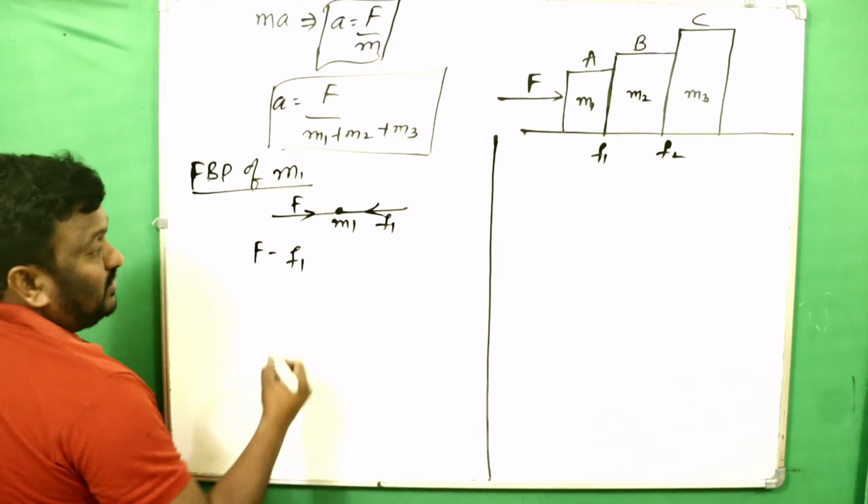So again, that is equal to what? Newton's second law of motion: m1a. This is also net force. F minus f1 is equal to m1a. This is the one equation.